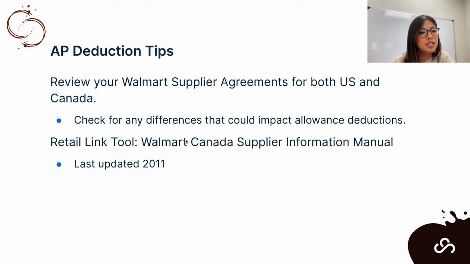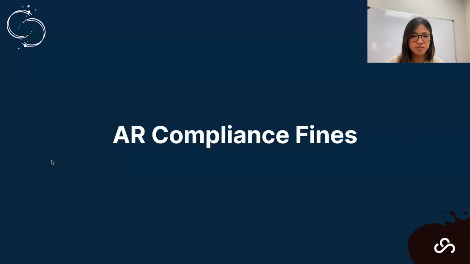Walmart Canada does have a supplier information manual. As I mentioned, not everything is up to date there. It was last updated 12 years ago. But I think it's a really good foundational resource to utilize. And then obviously, if you have any additional questions, the Retail Link Help Desk or your buyer will be good resources to reach out to.